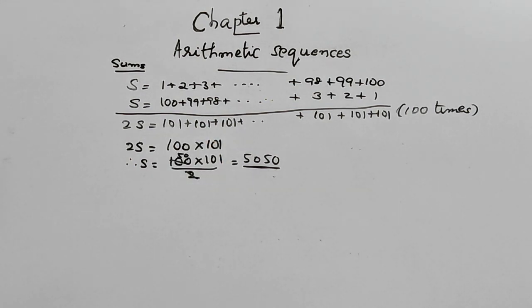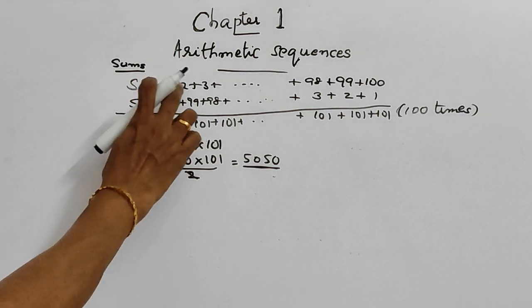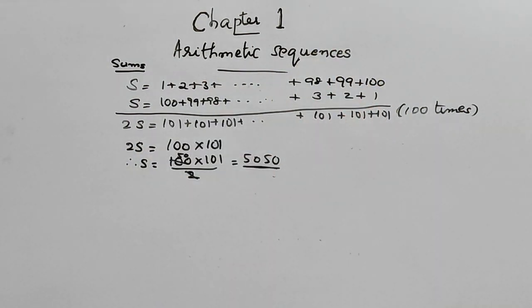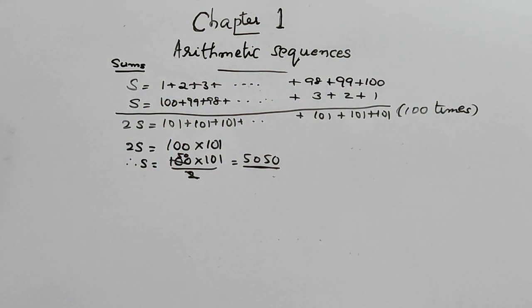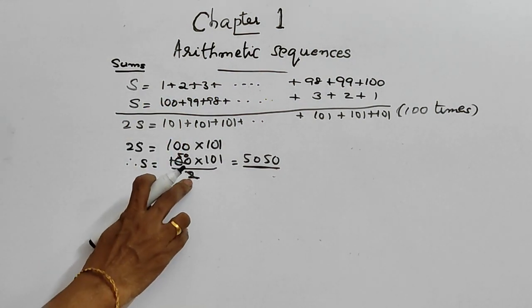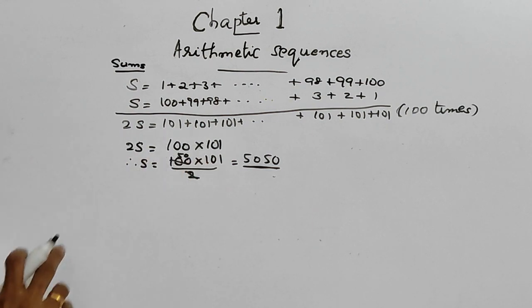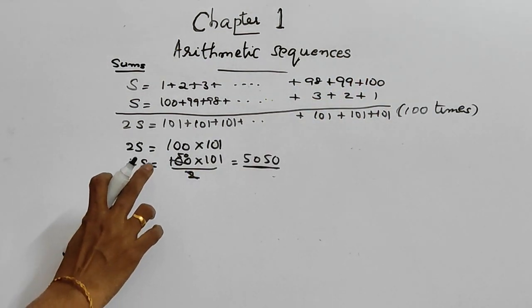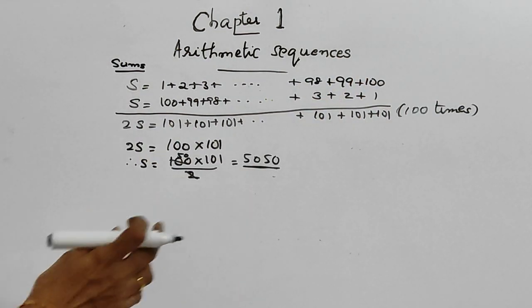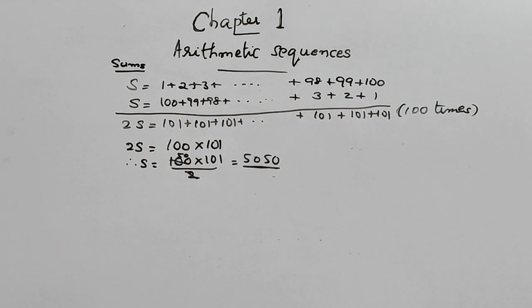Once more I will say, the sum of any number of consecutive natural numbers, 100 terms, 100 numbers, starting from 1 is half the product of the last number. What's the last number? 100. And the number next to it, next of 100, is 101. So S is equal to 100 into 101 by 2. You will get 5050.